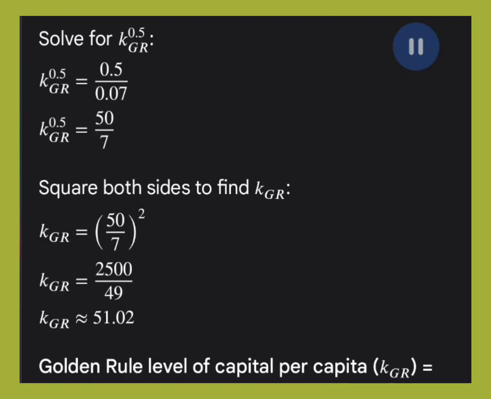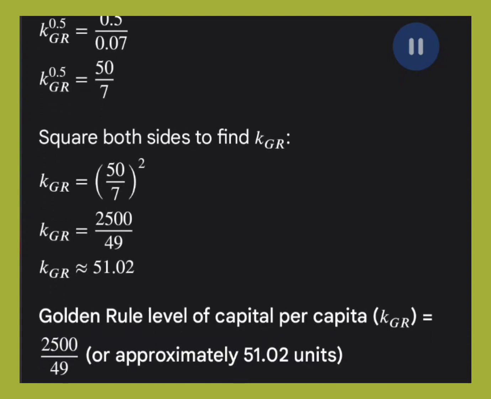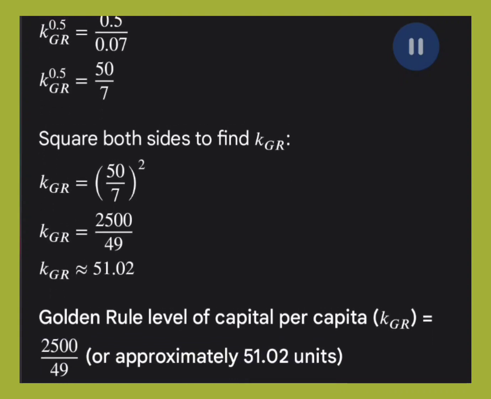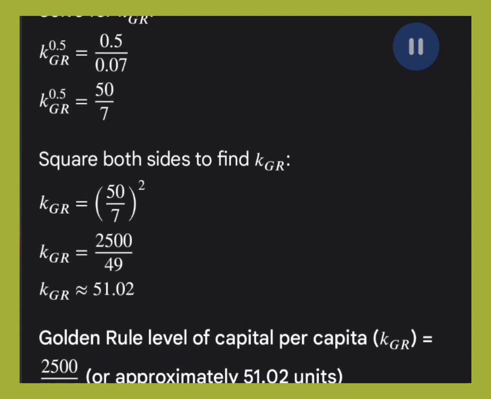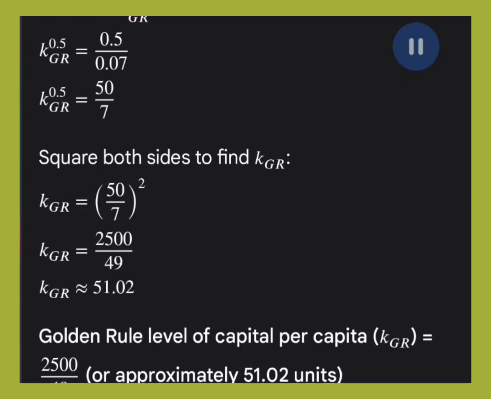Square both sides to find k_gr. k_gr equals left frac 50 over 7 right squared. k_gr equals frac 2500 over 49. k_gr approximately 51.02. Golden rule level of capital per capita, k_gr, equals frac 2500 over 49, or approximately 51.02 units.